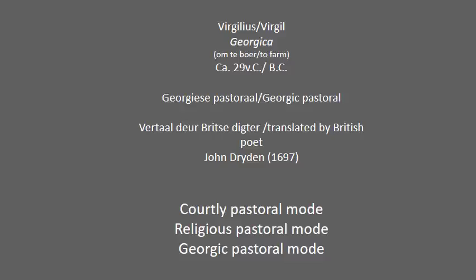Okay, so here we have a little bit more background on where the idea of this particular pastoral mode, the Georgic mode, comes from. As you can see here at the bottom, there are actually these three further pastoral modes: the courtly, the religious, and then the Georgic. Now, where does this notion of the Georgics come from? So the Roman poet Virgil is perhaps most famous for having written the Aeneid. It's an epic poem that finishes the story of Troy and tells about the foundation of Rome.